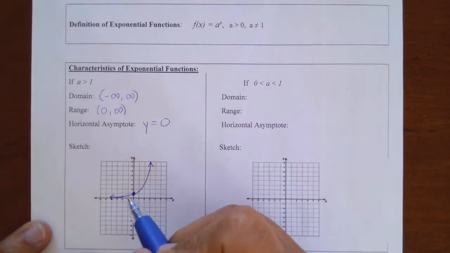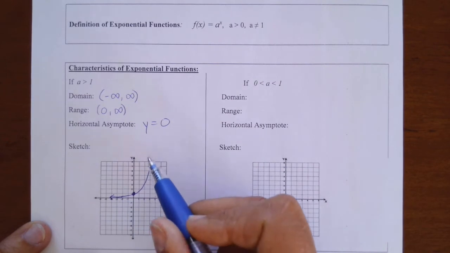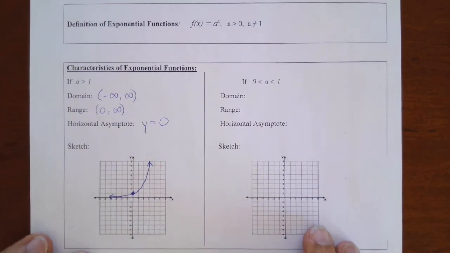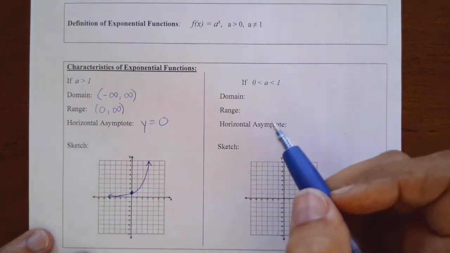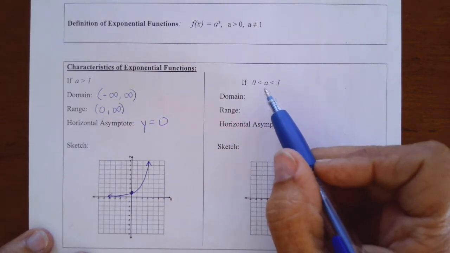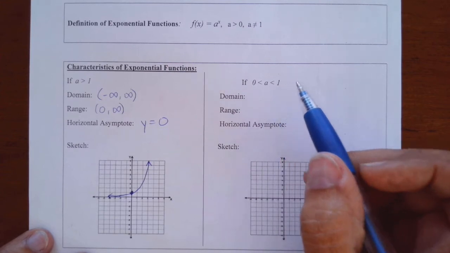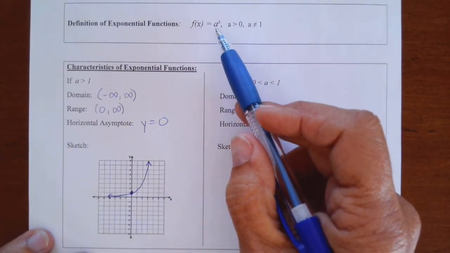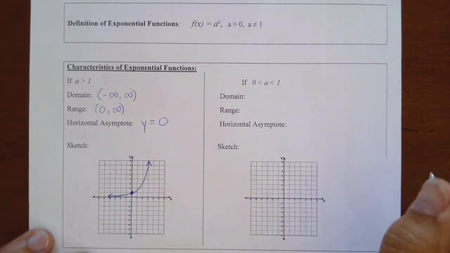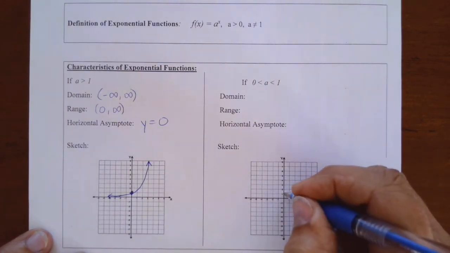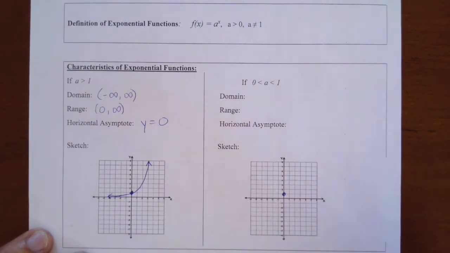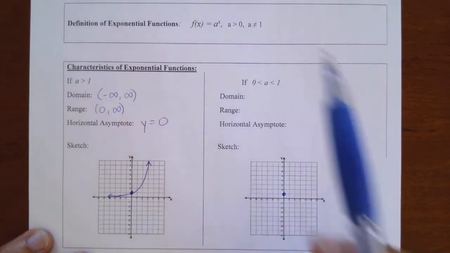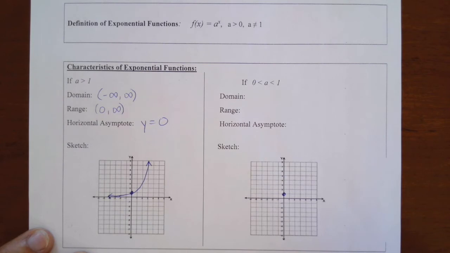Now, if you'll notice, this graph increases from left to right, so we call this an exponential growth problem. It's getting bigger. All right, so if we look at when a is between 0 and 1, like 1/2, 1/3, 1/4, when the base is a fraction, the graph is still going to go through 0, 1, because again, it doesn't matter what I give you for the base of a. You raise it to the 0 power, you will get 1.